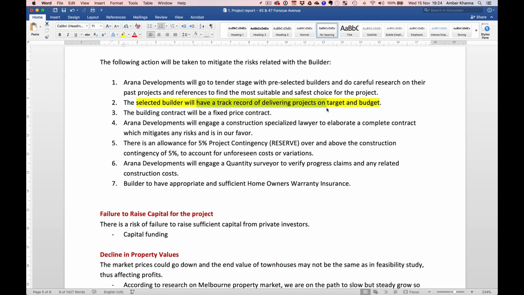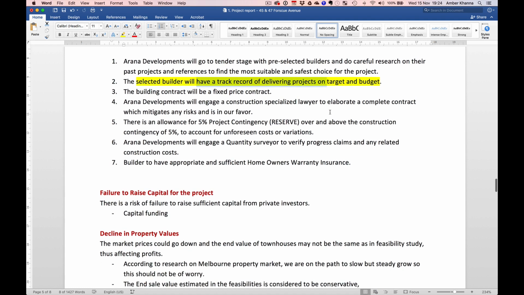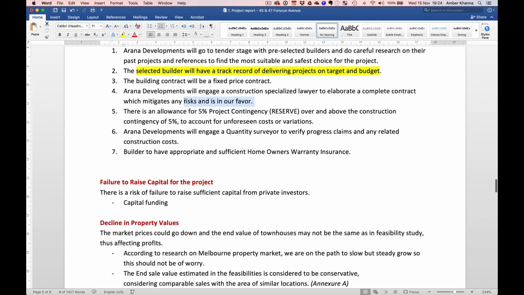In our research, we'll be looking at the builder's track record on similar projects. You'll never know whether they finished the project on budget or on time, but you can put in that you'll do reference checks on the builder. Yeah, I think I've got that below as well. We'll engage a construction specialized lawyer to draw up a complete contract which mitigates any risk and is in our favor. No, in our favor, actually, I'll just leave that there.